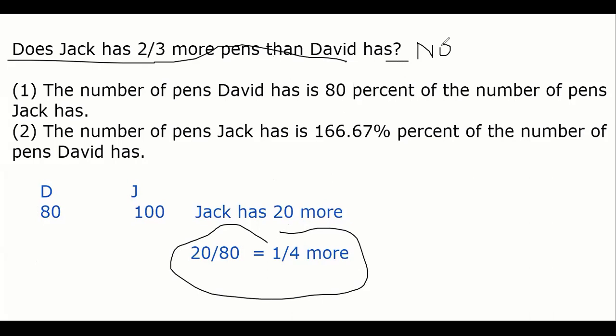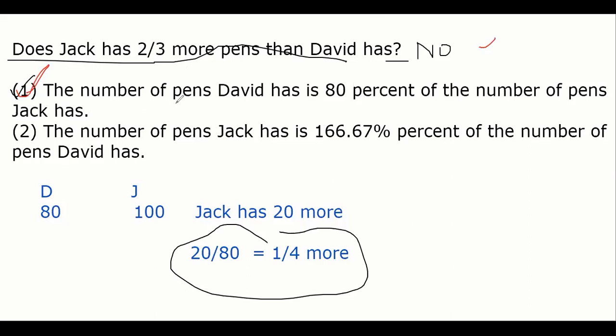Listen carefully, I am saying. The question was asking, does Jack have 2/3 more pens than David has? We are doing DS, we are not doing the problem solving. Data sufficiency means, from this information, can you answer this question? Either yes or no. If you are able to answer yes or no, then it is sufficient. If you are not able to answer yes or no, you will say we cannot, we don't know. Then you say not sufficient.